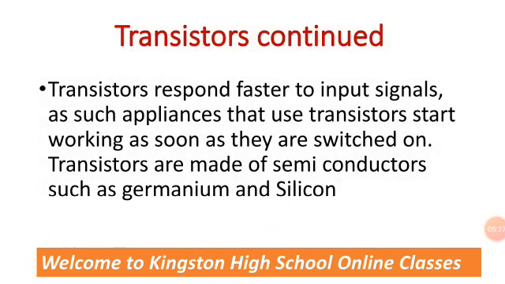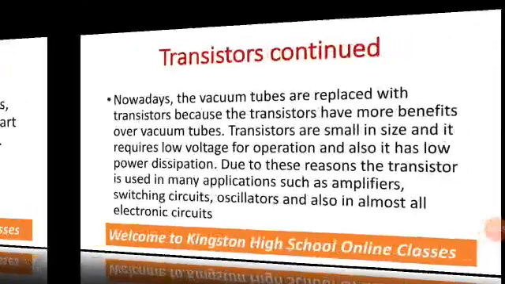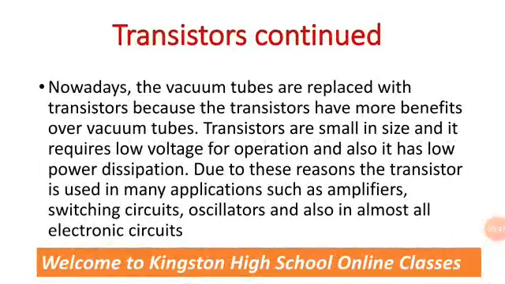Now, transistors are made of semiconductors such as germanium and silicon. Semiconductors, we're also going to talk about this, but just know that germanium and silicon are the major materials we use for making transistors. Nowadays, vacuum tubes are replaced with transistors because transistors have more benefits over vacuum tubes, which I have mentioned earlier. The outstanding feature is that it doesn't require a source of heating.